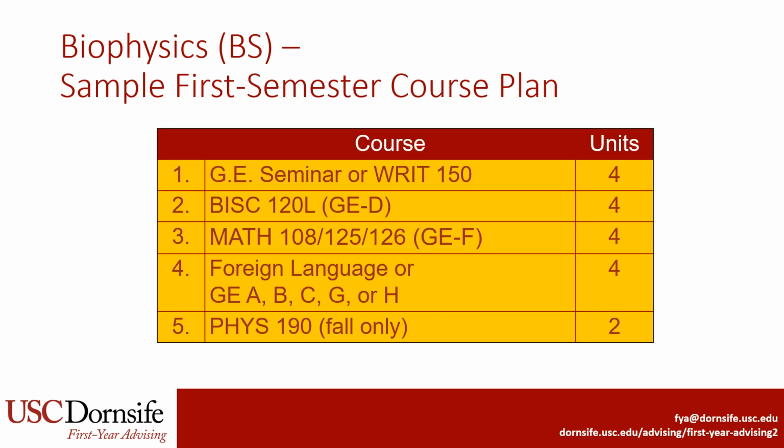This is a sample first semester course plan for a biophysics major. All first-year students are required to take a GE seminar and Writing 150 in their first year. These should not be taken in the same semester. We recommend all students start with BIS 120.